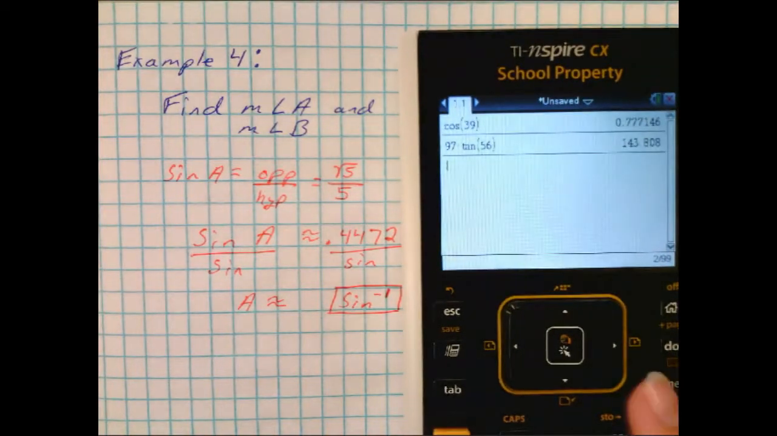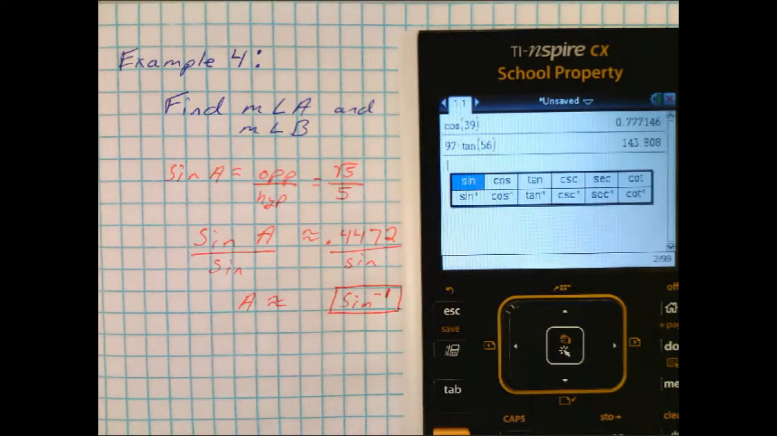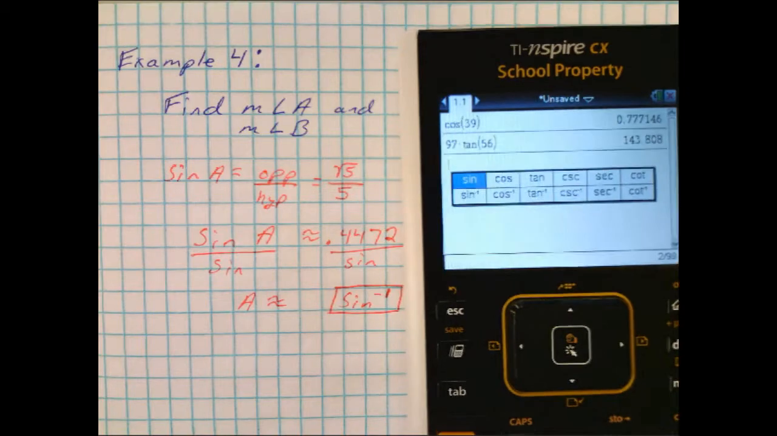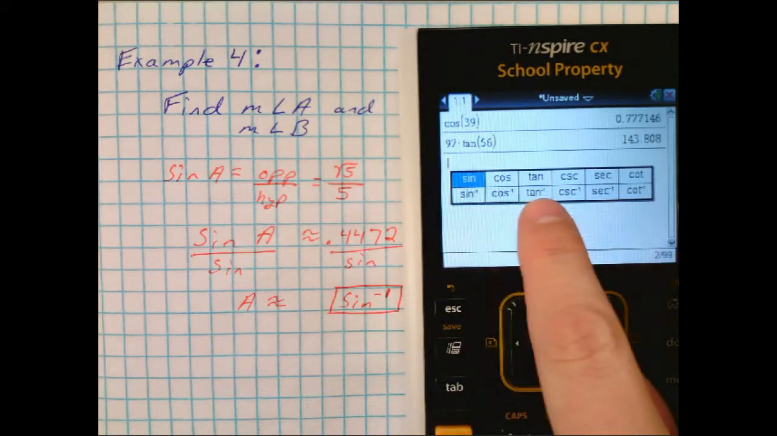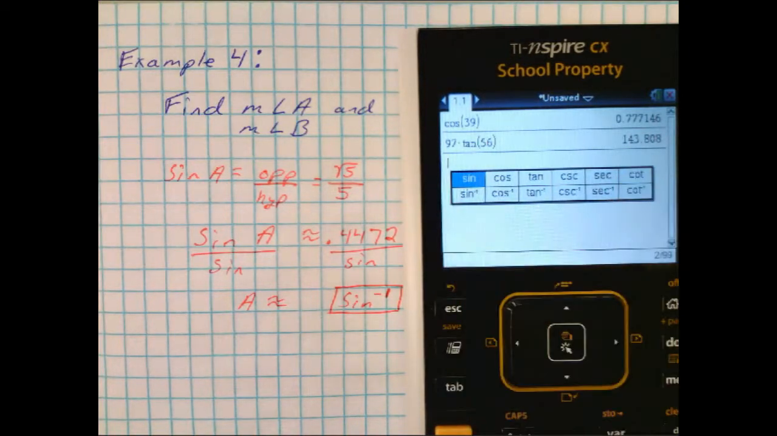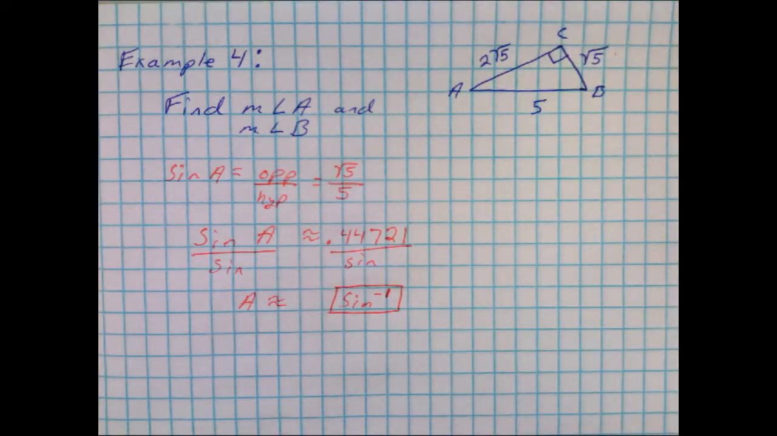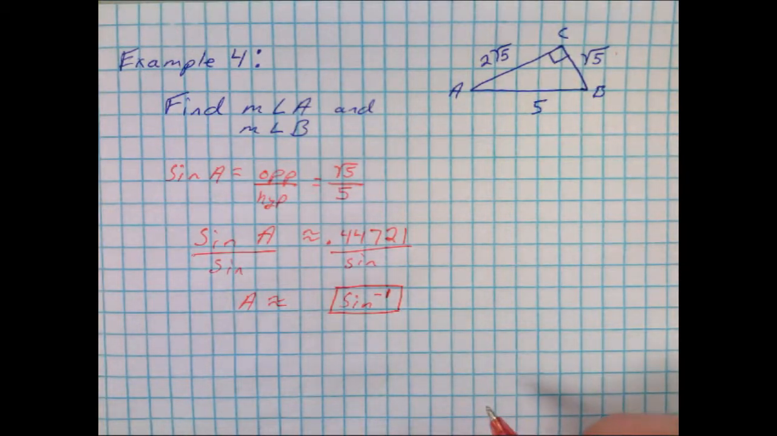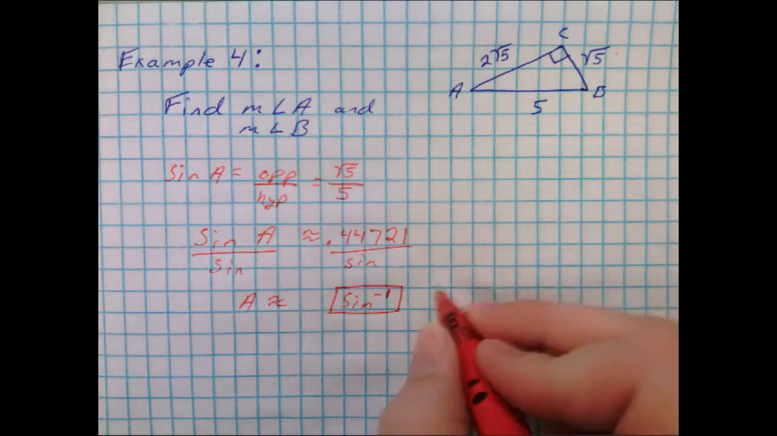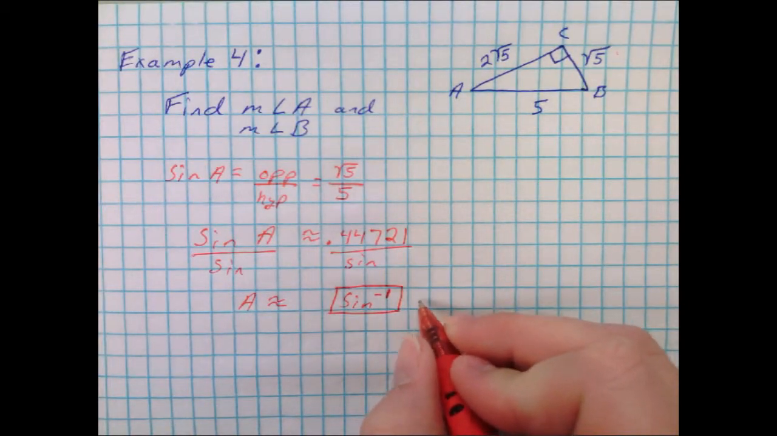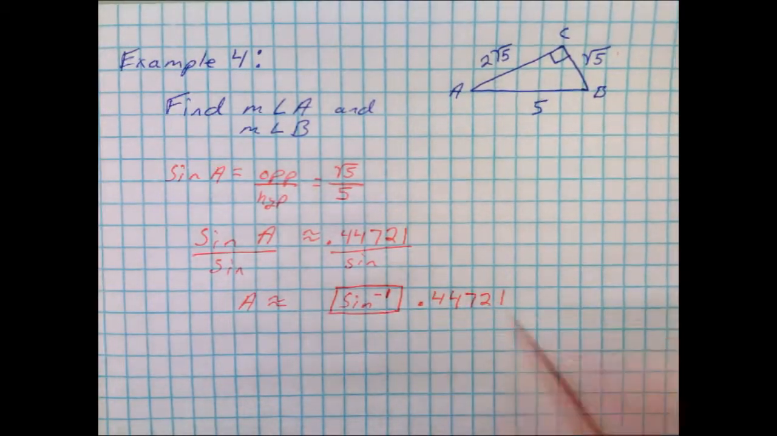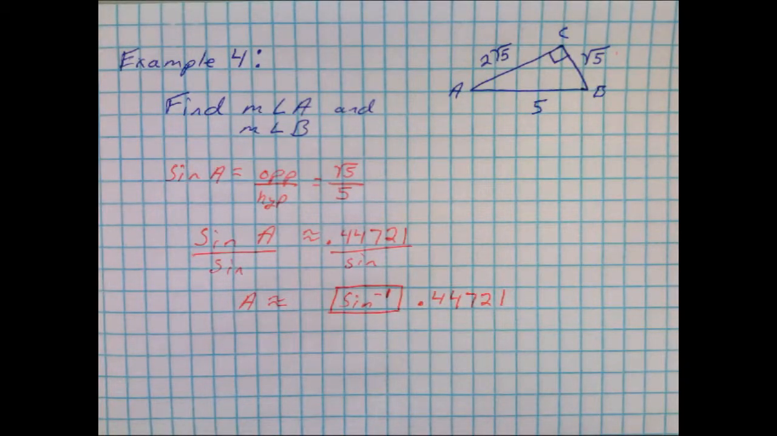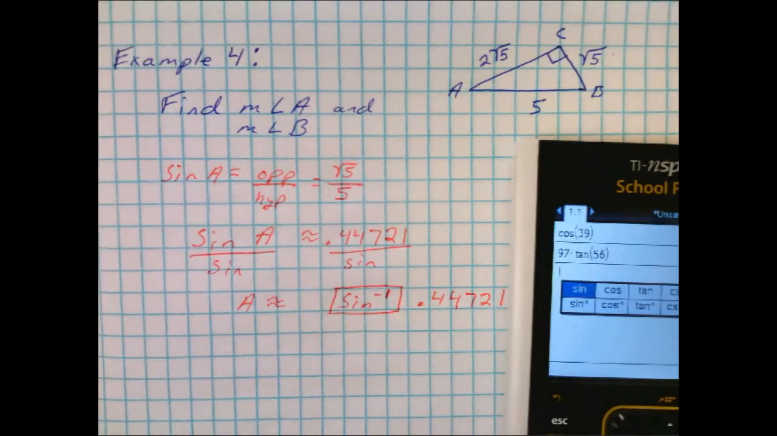So on the graphing calculator, pull up my trig functions, and if you notice there underneath the sine, it has sine and it has a -1, cosine -1, tangent -1. We're going to be using that sine -1 button. Okay, so sine -1, and then we're going to be taking that times this 0.44721. Okay, so let's give that a try.